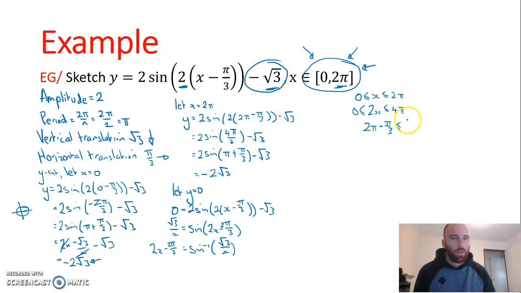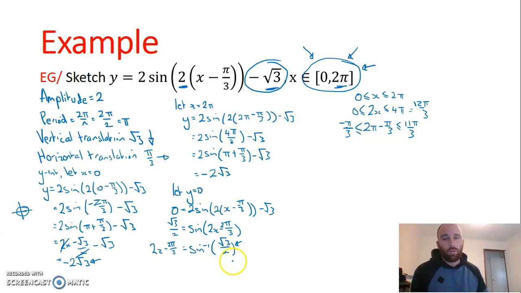So what we do is subtract pi on 3. If that's 4 pi, that would become, so that's 12 pi on 3, and I'm minusing 1, so that becomes 11 pi on 3, and the lower bound is minus pi on 3. So we're finding all our values for sine of square root 3 on 2. Inverse sine of square root 3 on 2 is 60 degrees. So we're trying to find all of our values that satisfy this, where we get a positive answer.